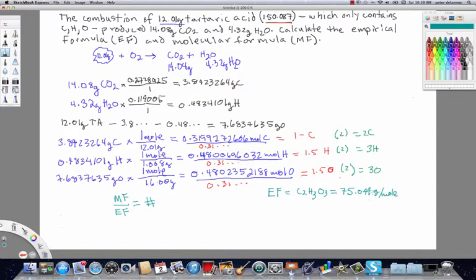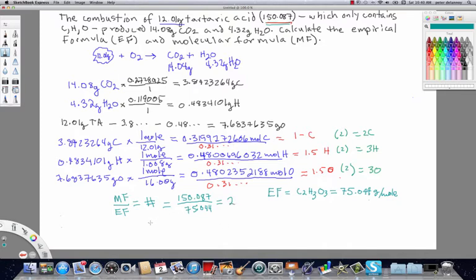All right. Now we need to take the ratio as I explained over here. So the molar mass of the actual tartaric acid is 150.087, and that's going to go into the top of our ratio. So 150.087. All right, and we're dividing that number by 75.044, and we get 2.